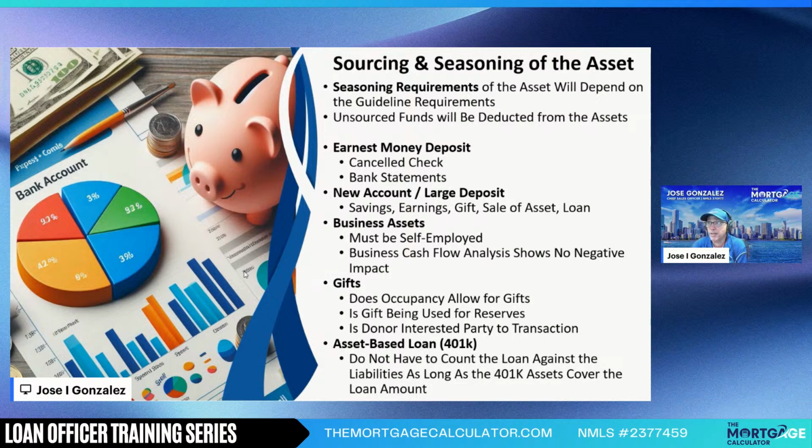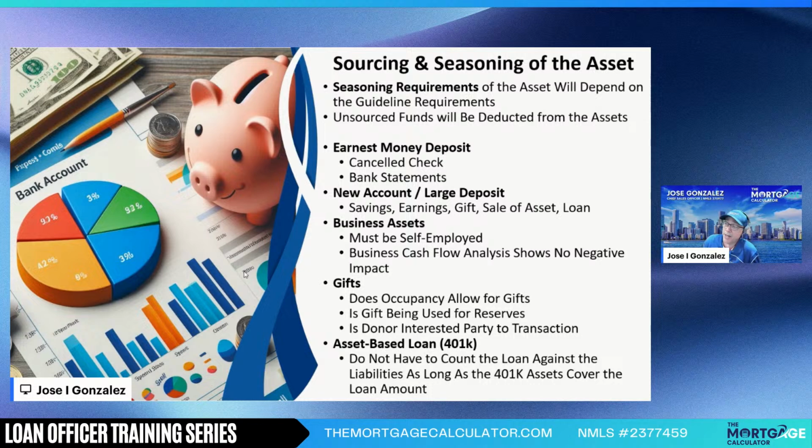So what are the common ways that we can source and season some of the more common assets in a transaction? Well, the earnest money deposit, also referred to as the EMD, or escrow deposit, is very easily verified by either a canceled check or a bank statement. Because even if you show the canceled check, they're going to want to see the bank statement or the transaction history showing the money leaving the account.